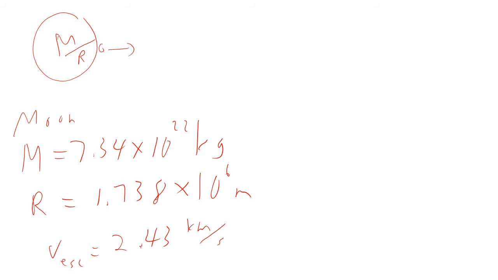Okay, so I'm going to say, what if we shoot something off at 2.5 kilometers per second? So a little faster than escape velocity. So I want to know how fast is it moving once it has escaped.